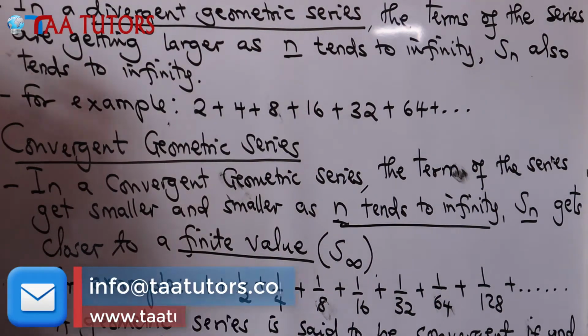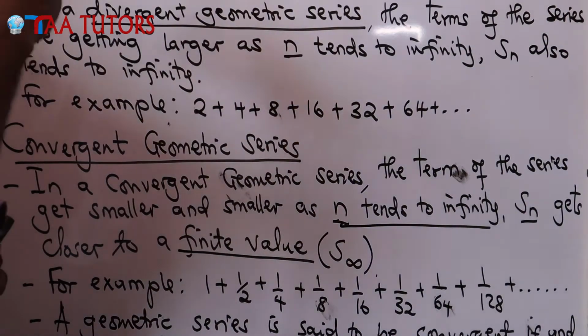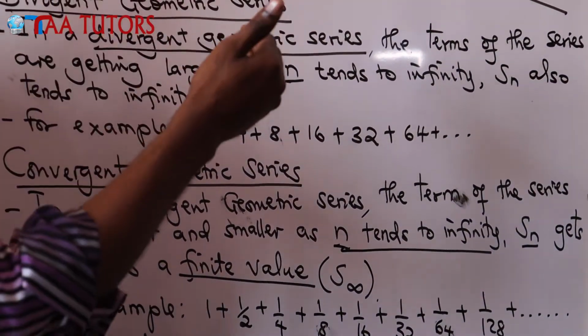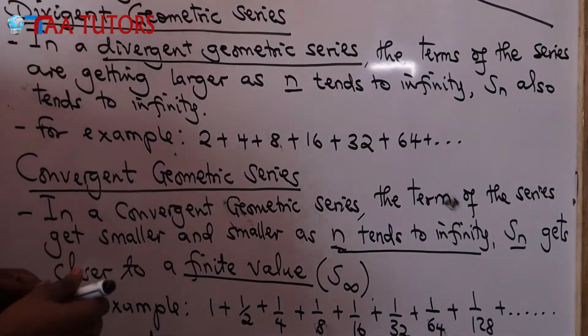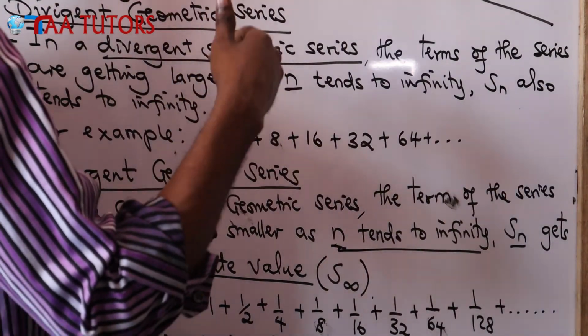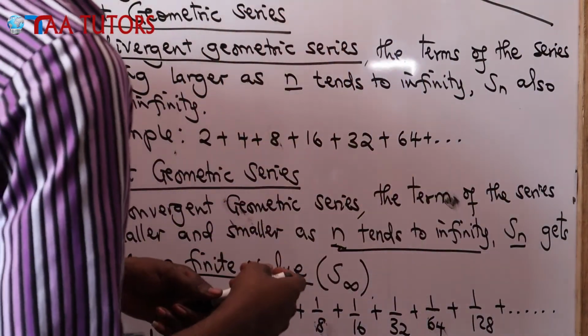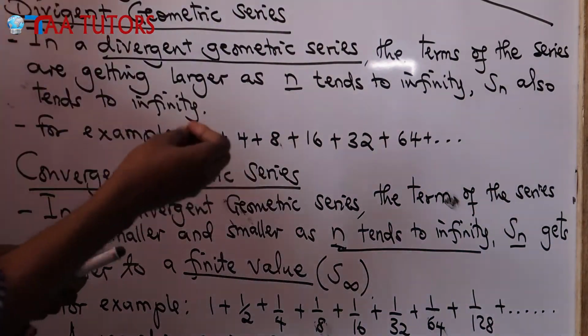It occurs when, as n tends to infinity, the sum also tends to infinity, because an increase in n will also increase the sum of those number of terms. But when you come to a convergent geometric series, you realize that as n tends to infinity, as we give many values of n in a certain particular geometric series, the sum approaches a finite value.